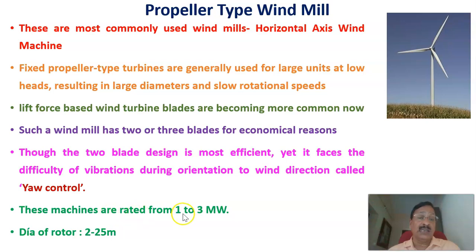These machines are rated 1 to 3 megawatt, and the diameter is approximately 2 to 2.5 meter. Therefore, this is a propeller type windmill.